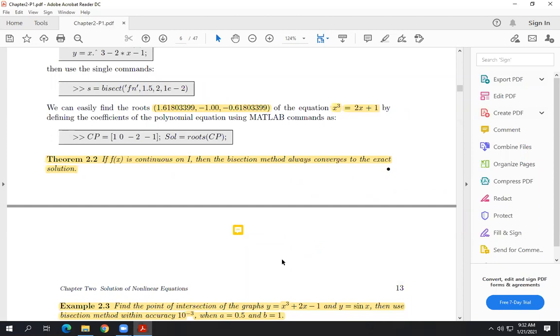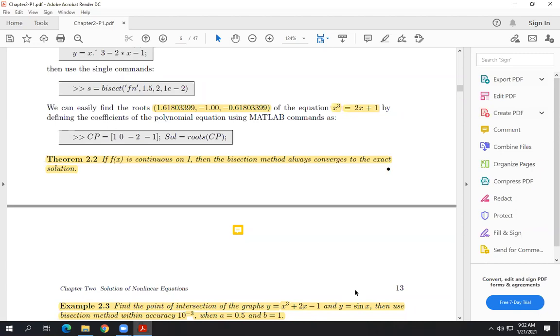X. We find x only, not y. So, of course, what is the second part? Then he says use the bisection method within the accuracy 10 minus 3 when a equals 0.5 and b equals 1. But of course, in the exam, teacher, I will not mention 10 minus 3 accuracy. I will mention, let's say, second approximation. I give this example many times in the exam, but I mention: use the bisection method to find the second approximation.